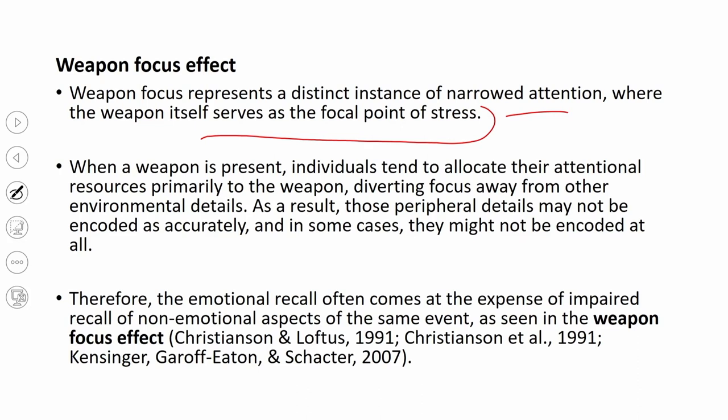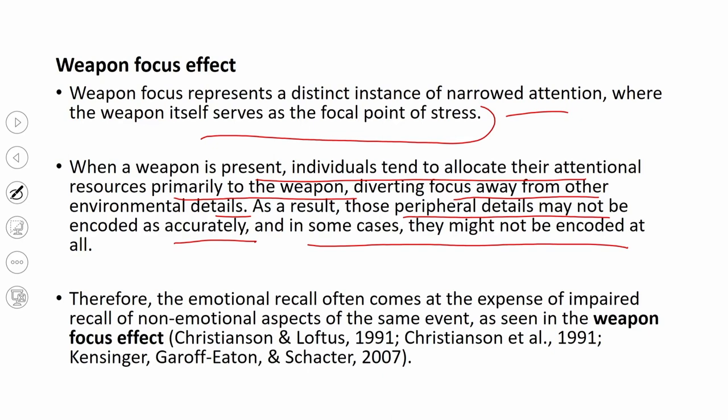So, the whole attention goes to the weapon, and when a weapon is present, individuals tend to allocate all their attention primarily to the weapon, diverting focus away from other environmental details. As a result, these peripheral details may not be encoded accurately, and in some cases they may not be encoded at all. So, when a very significant weapon is there in a crime situation, whole attention goes to the weapon, because this can lead to threat to life.